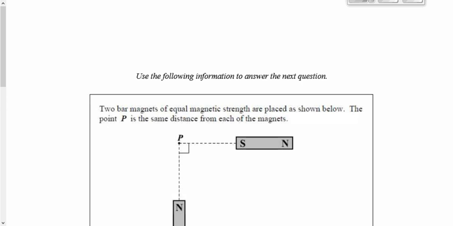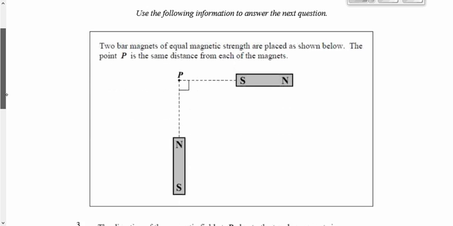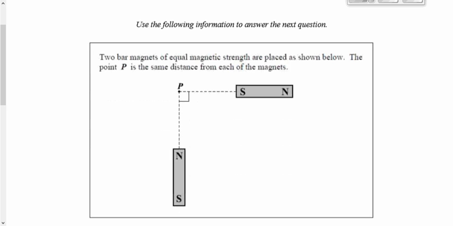The next question says we have 2 bar magnets here of equal magnetic strength. They're placed as shown below. The point P is the same distance from each of the bar magnets. We want to find the direction of the magnetic field at point P due to these. Some of you are going to probably try to draw some lines connecting the 2 together. Yeah, that works, because north is attracted to south, so field lines would join up. But in the end, I think the easier way to do this is to look at each of them individually.